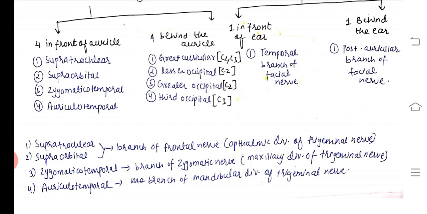We'll see this in the face part, but here you just have to remember that the supratrochlear and supraorbital are branches of the frontal nerve, which is the ophthalmic division of the trigeminal nerve, whereas the zygomaticotemporal is a branch of the zygomatic nerve, which is the maxillary division of the trigeminal nerve, and the auriculotemporal is itself a branch of the mandibular division of the trigeminal nerve.